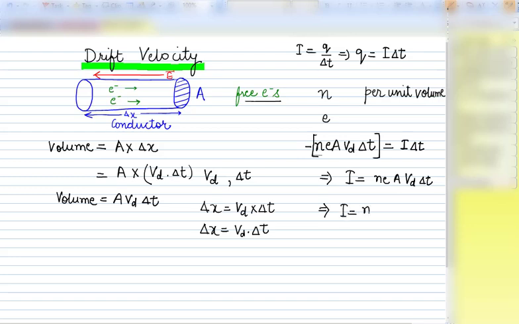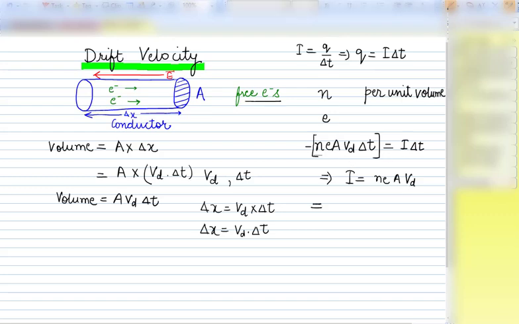Now we know the value of Vd. We have just calculated the drift velocity. Put the value of drift velocity, which is e E upon m into tau, and this is multiplied with A. So on equating these two, we have the current I as n e A Vd. This is in terms of the current, and this is in terms of the total charge: the charge of a single electron multiplied with the total number of electrons.